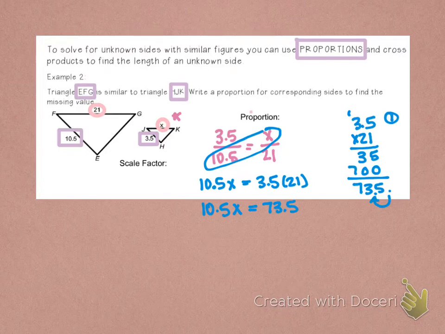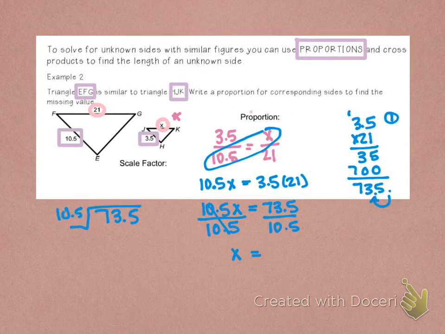So your final step in isolating the variable is to get x by itself. X equals, we're going to divide 73.5 divided by 10.5. Remember, we do not divide by decimals, so we want to move this over one time and bring it straight up. So now we're dividing 105 into 735.